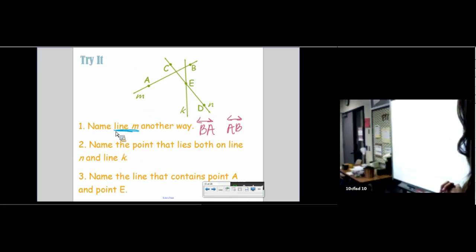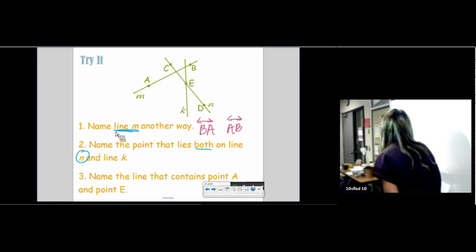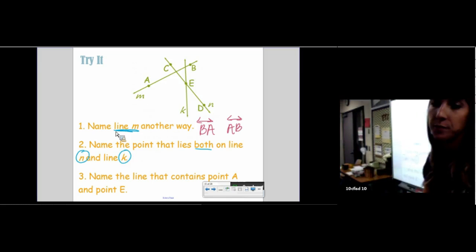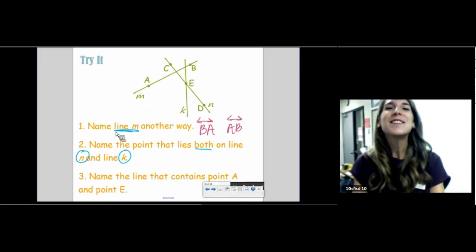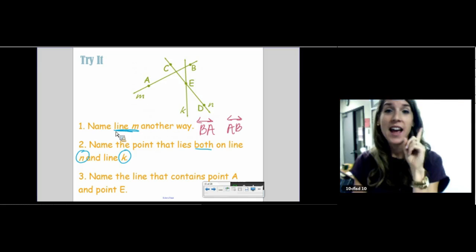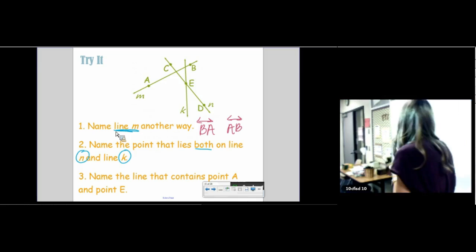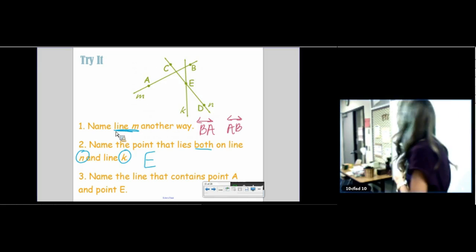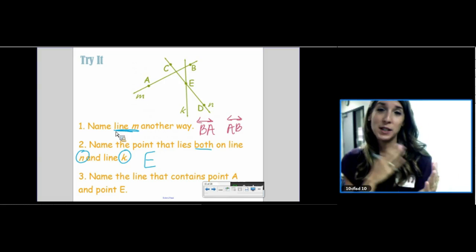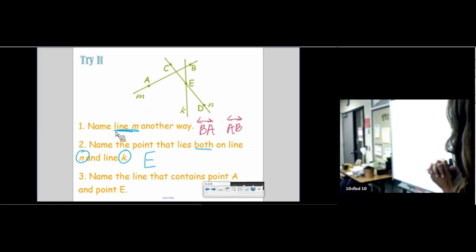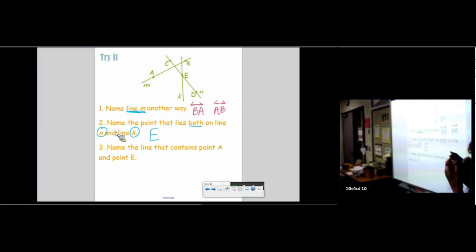Number 2, name the point that lies both on line N and line K. How do you name a point? I'm ignoring the people who are answering all of them. You name a point by one capital letter. Yes, it has to be capital, and I'm going to be picky about that, okay? Because one of our objectives that the state tells us is that we have to use precise mathematical vocabulary. So we're going to be precise. Capital E.